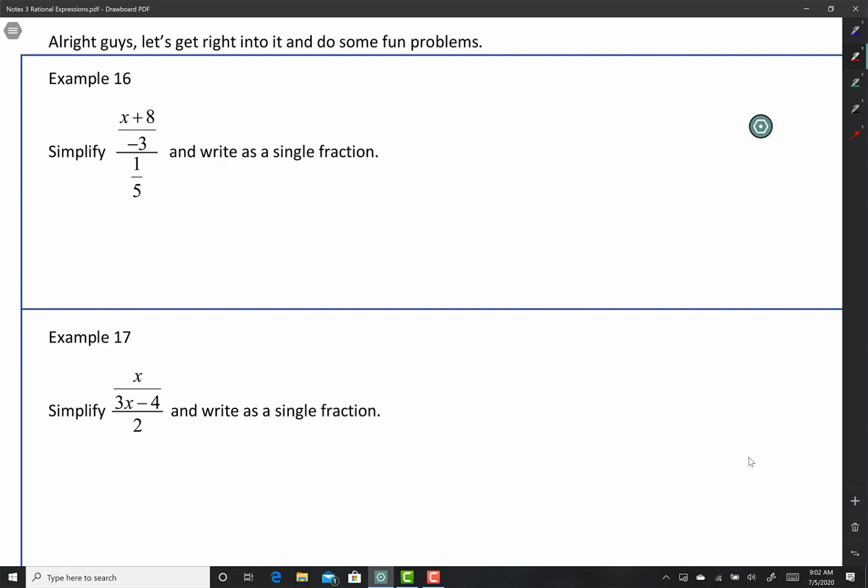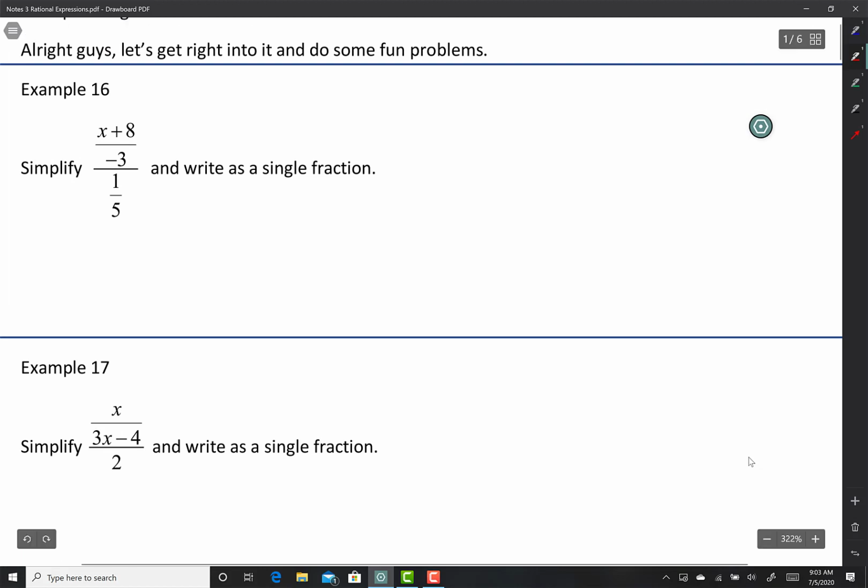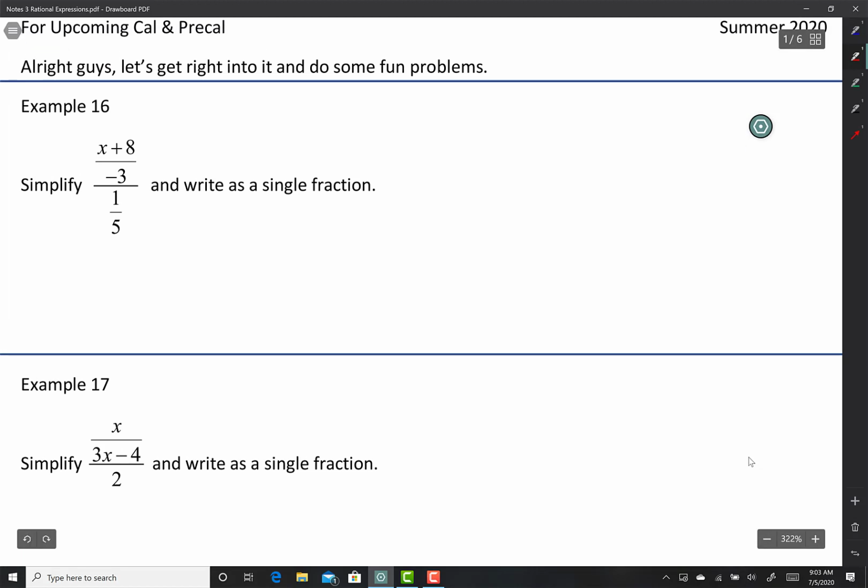Simplify all this mumbo jumbo and write it as a single fraction. Sometimes this is called a complex fraction, guys, because you have a fraction within a fraction, fractionception. Don't go to your professor and tell him fractionception. If you've never seen the movie Inception, you have no idea what I'm talking about. It's called complex because you have a fraction within a fraction. Of course, here you don't see that wording anywhere. I just typed it out really quick.